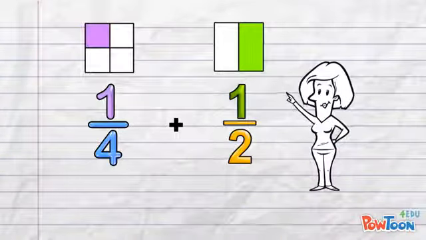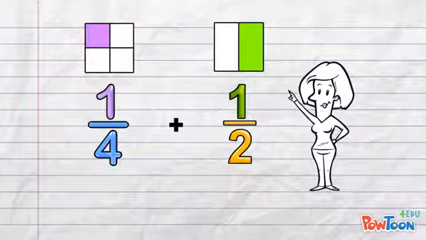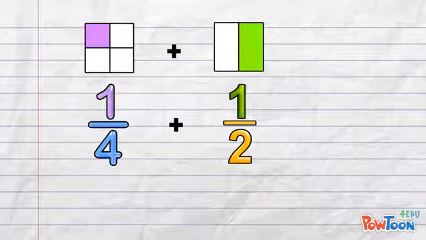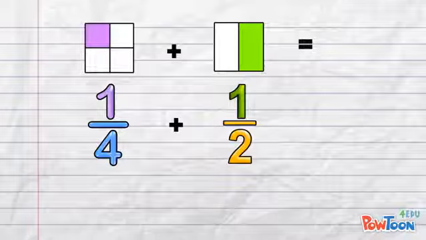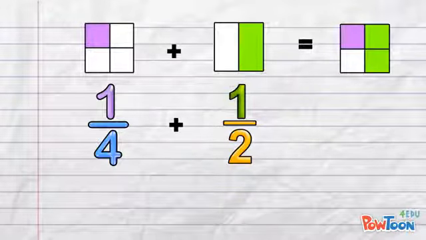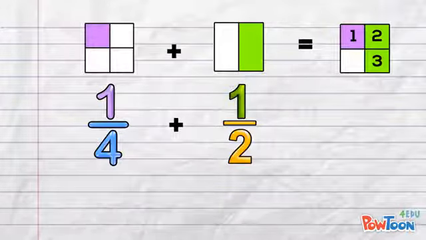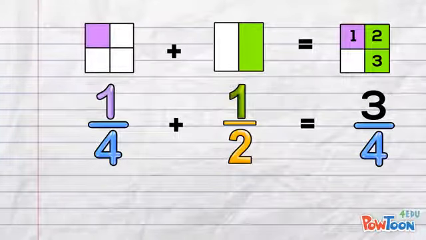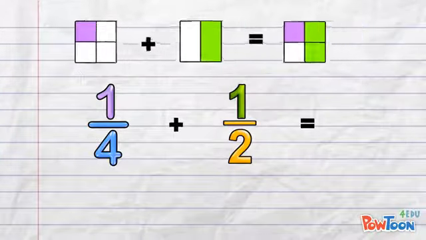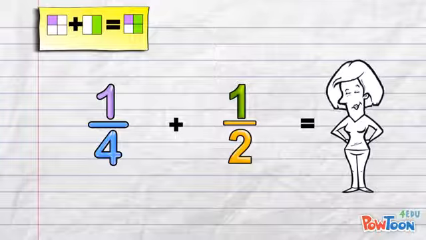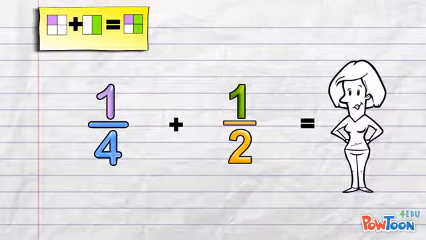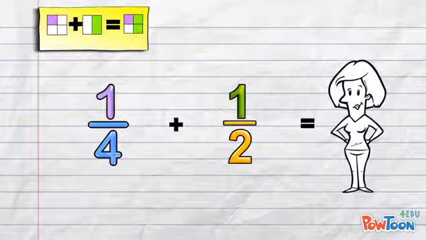Here's a diagram to represent each fraction. And you can see that if we add these together using the diagrams, this is what we get. 1, 2, 3 quarters. Let's save that up here on a note. We can also add these fractions without using diagrams.